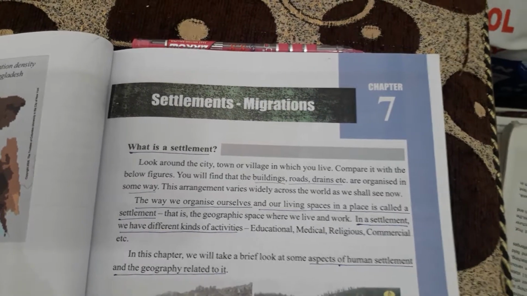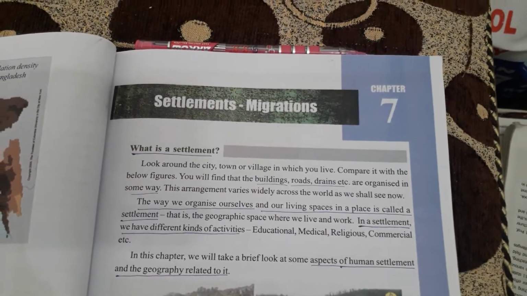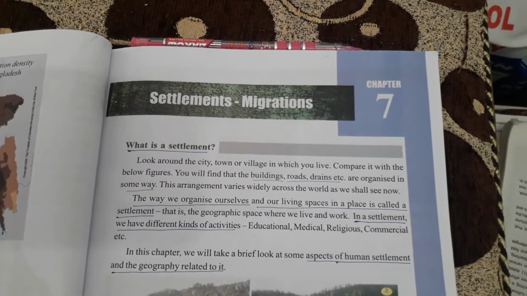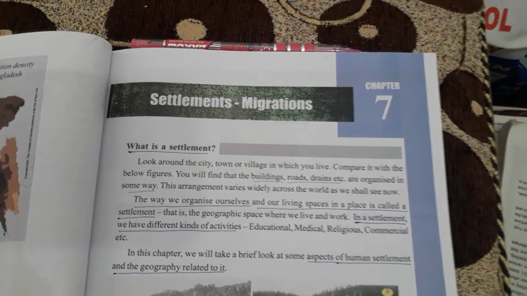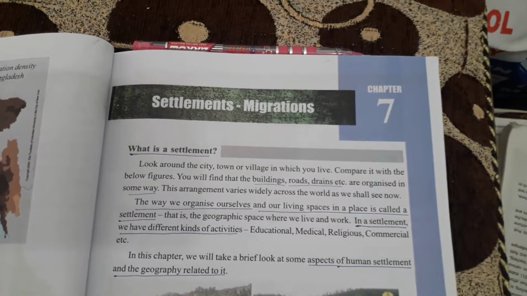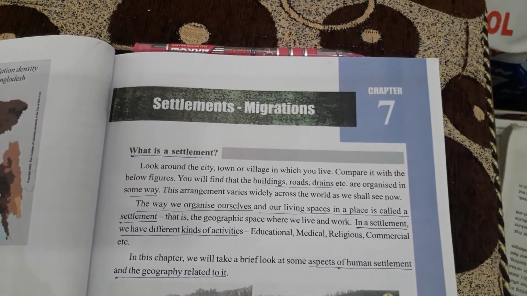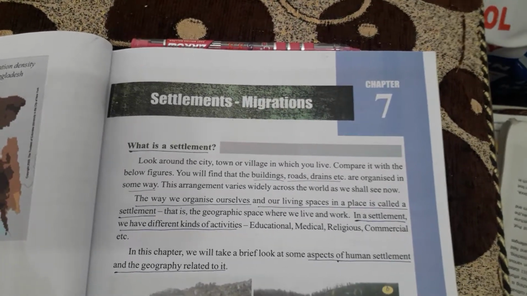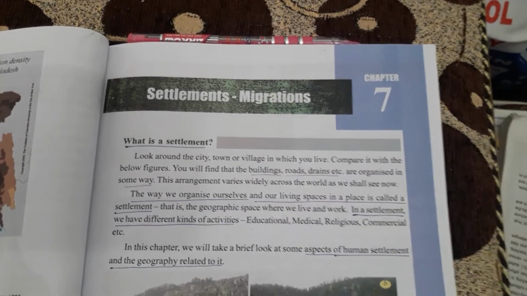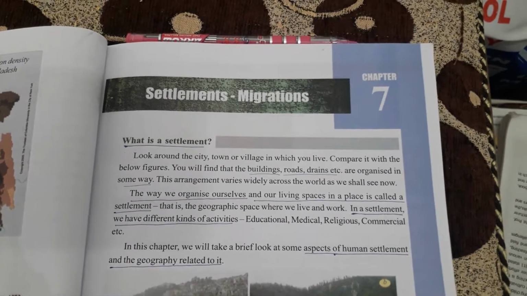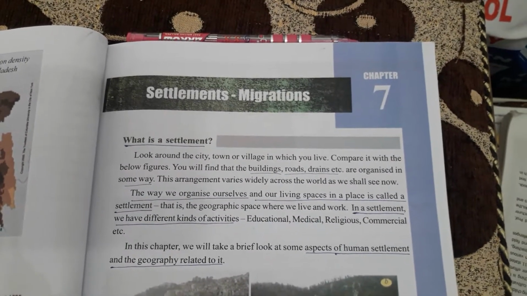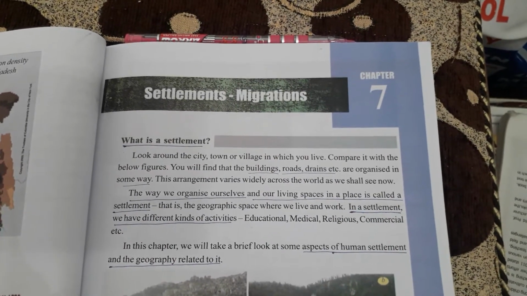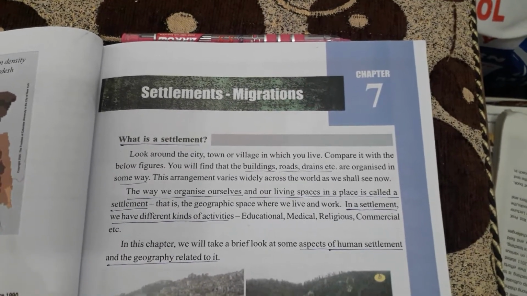Okay, so if you see where you are living, you can find different buildings, roads, drains, in an organized way. The way we organize ourselves and our living spaces in a place is called a settlement. So that is the geographic space where we live and work.